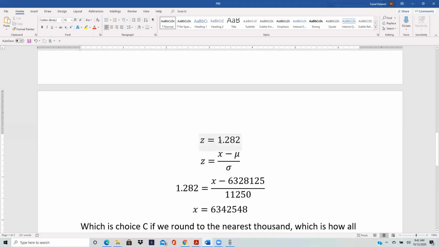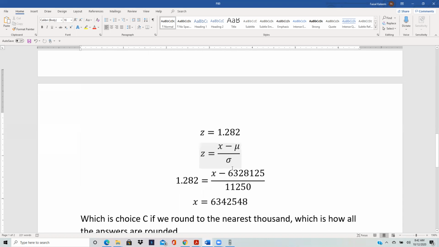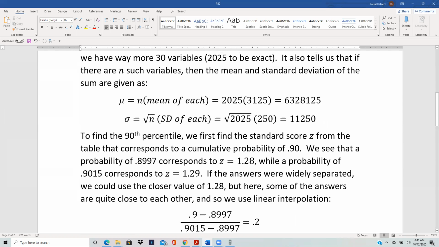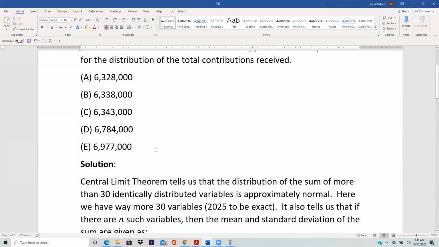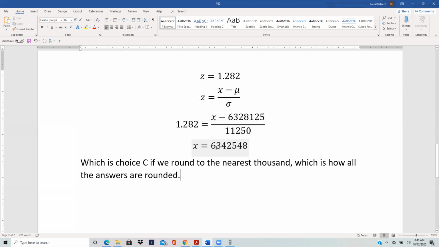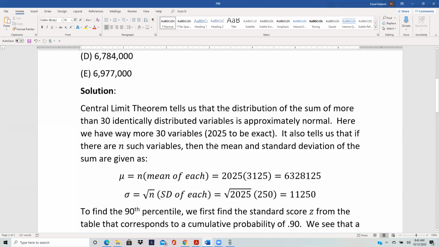So that's your z value, and then you use your standard formula, z equals x minus mean over sigma. So we know the z, we know the mean, we know the standard deviation, and this gives x to be this much. And if you look at the choices, they're all rounded to the nearest thousands. So this one to the nearest thousand would be 6,340,000. So that is choice C.